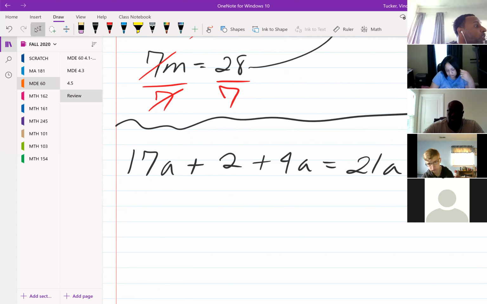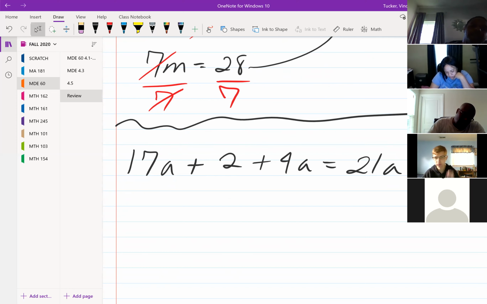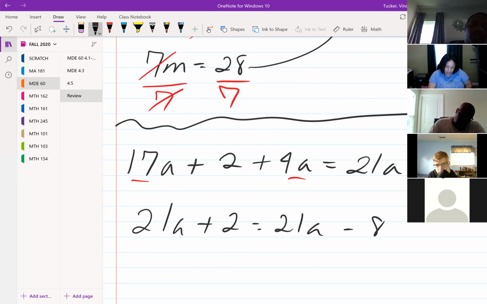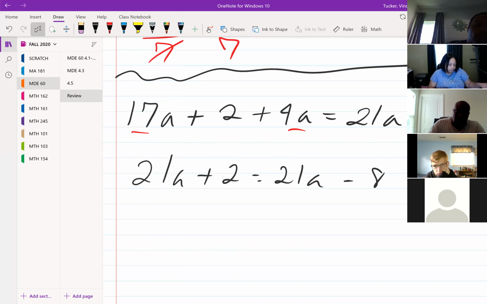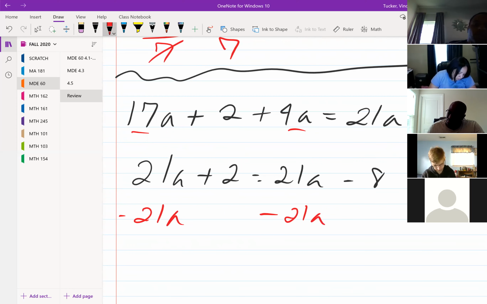All right, so I just want to bring up a scenario just to reemphasize something that could occur. 17a plus 2 plus 4a equal to 21a minus 8. Combine the like terms on the left. 21a plus 2 equal to 21a minus 8. If I were to now subtract 21a from both sides, they will cancel on both sides. So don't be afraid to let that happen.